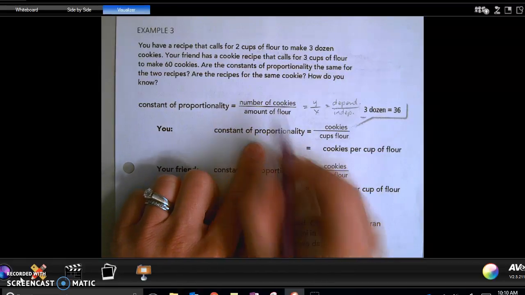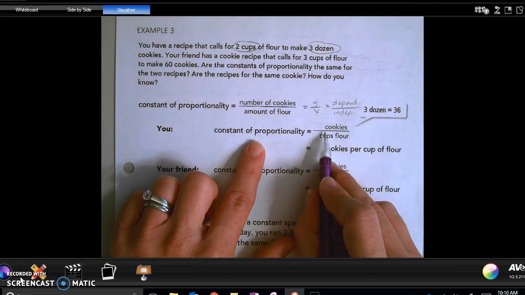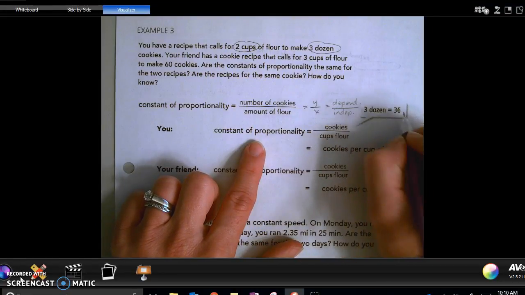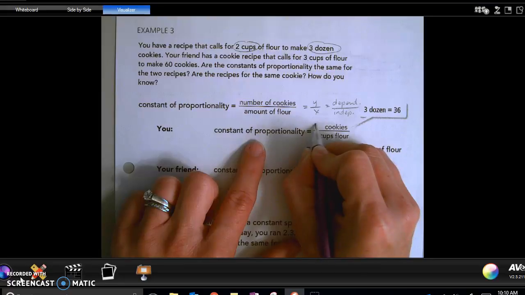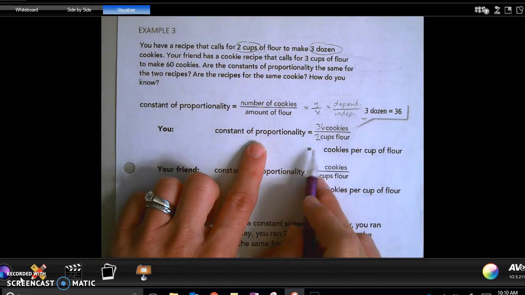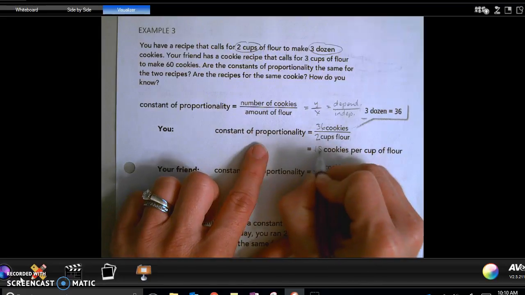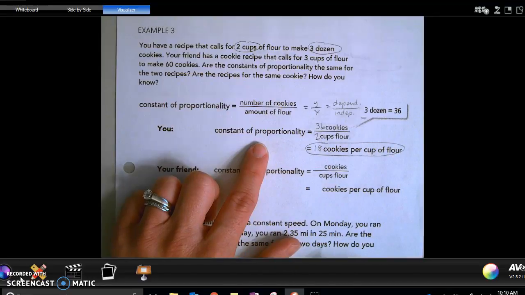says up here that I have 2 cups of flour to make 3 dozen cookies. I need to know that 3 dozen means 3 times 12, because there are 12 cookies in a dozen. So 3 times 12 is 36. My recipe allows me to make 36 cookies using 2 cups of flour. So if I'm going to take my constant of proportionality and reduce it to lowest terms, 36 divided by 2 is 18. So my constant is 18 cookies per 1 cup of flour.